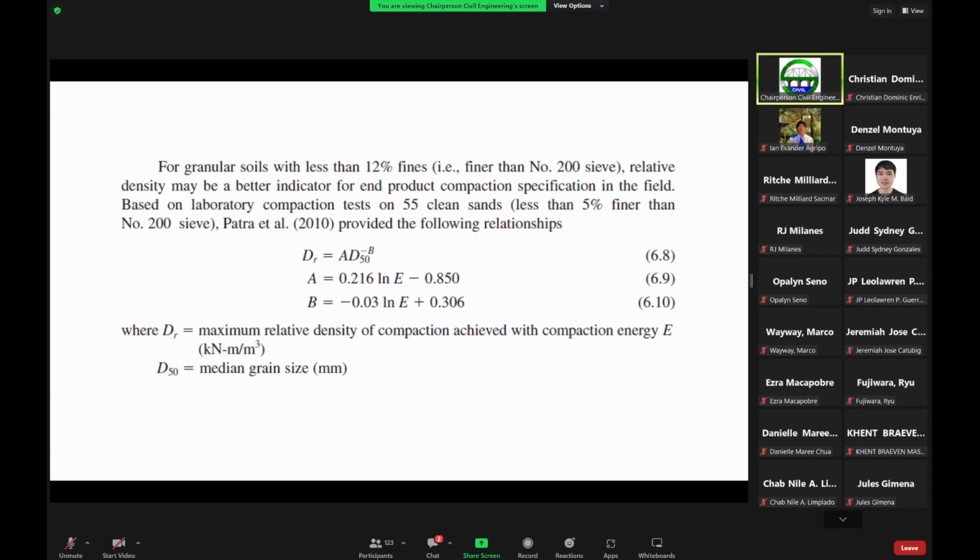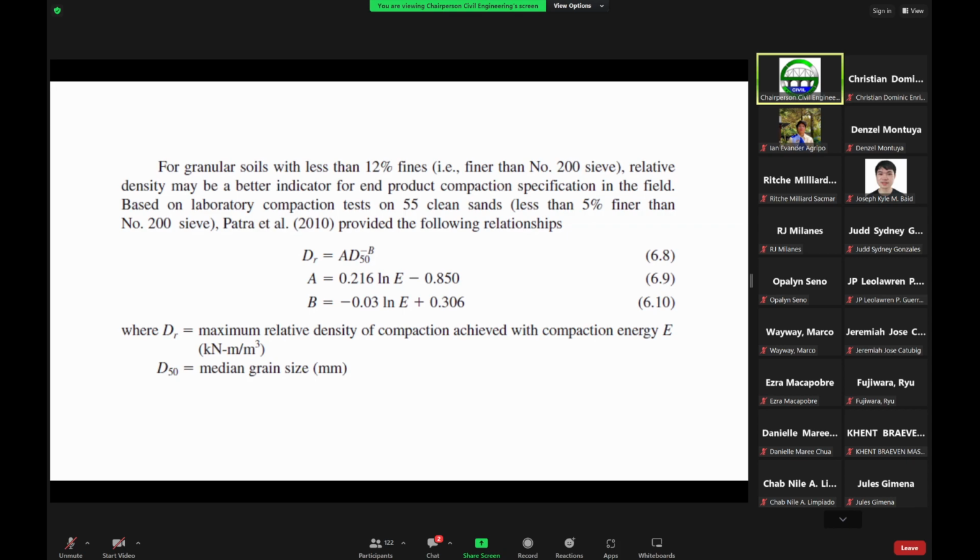I think one of you before asked or clarified these fines. Again, when you say fines, these are the materials finer than the number 200 or finer than the 75 microns or the 0.075 millimeters. So in that case, if the fines is less than 12%, the relative density may be a better indicator for the end product compaction specification in the field.